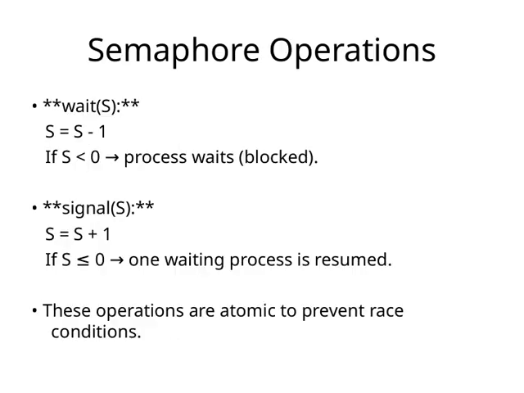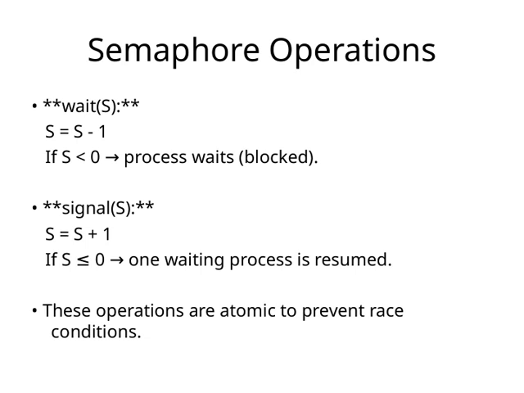Let's take a closer look at semaphore operations. First, we have the wait operation, often written as wait(S). When this is invoked, it essentially decreases the value of S by 1, so S becomes S - 1. Now, here's the key part. If after this operation S becomes less than 0, that means the process has to wait or get blocked. It's like saying, there's no resource available right now, so the process has to pause until it can proceed.